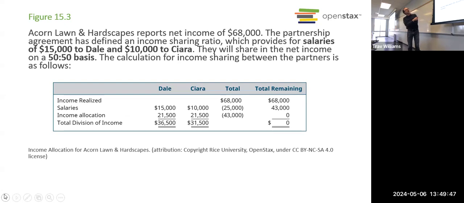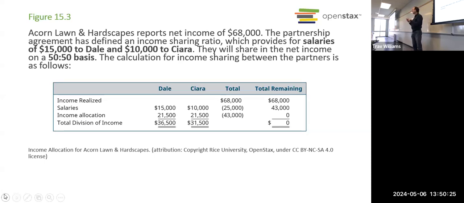So here's an example. Here, let's see. There's Dale and Ciara, and they each get a salary. Dale gets $15,000, Ciara gets $10,000. Now, their partnership earned $68,000 in profit. You have to then take out the salaries. So together, that's $25,000 in salaries for Ciara and Dale, which leaves $43,000 remaining out of the profit.